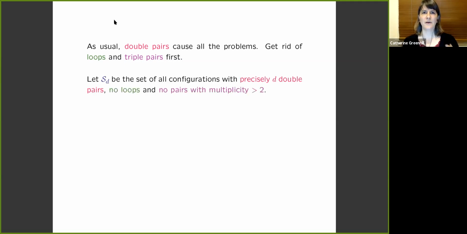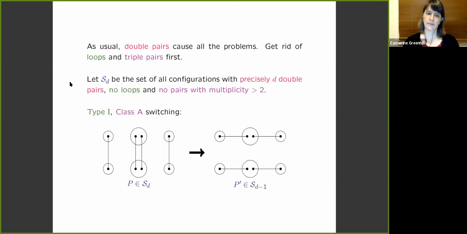Okay, so we're now going to focus on just removing the double pairs. And so we're going to use the set SD again, where we have precisely D double pairs and nothing else is going wrong. Okay. So we still have the switching from before that we used to remove doubles, with exactly the same interpretation here, removing exactly 1 double and not doing anything else. And now we call this a type 1 class A switching.